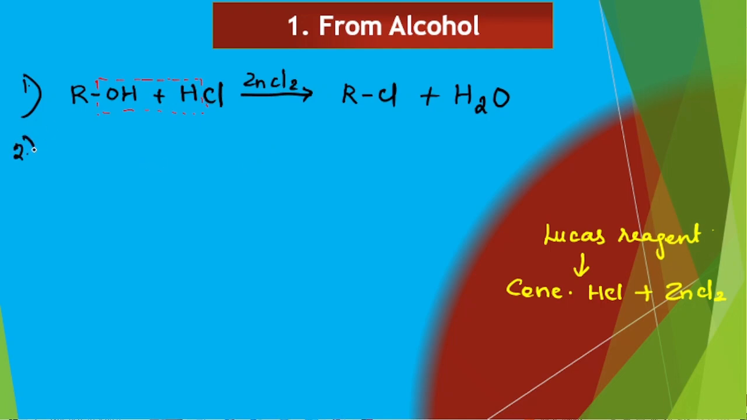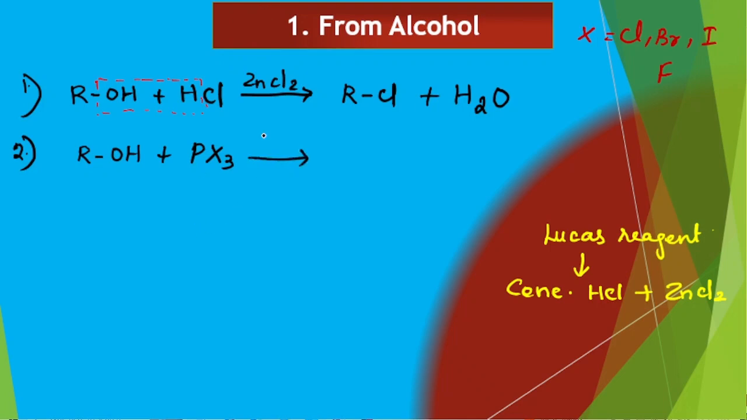Then the second reaction. This is also easy. Listen carefully. You have ROH, again we are taking the alcohol, and we allow it to react with PX3. Already I told you what X is. X is nothing but chlorine, bromine, iodine and fluorine. These are going to be your X. So I am using PX3, and you can use any of them here. While I am using PX3, listen carefully to what happens.